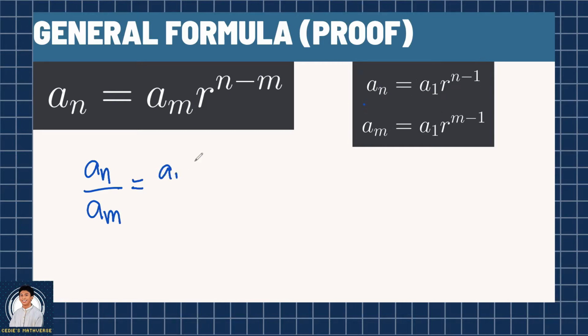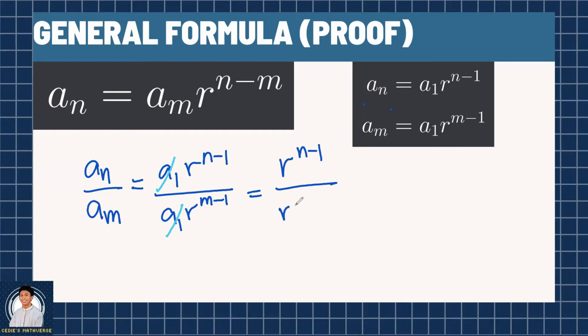So, we have a sub 1 times r raised to quantity n minus 1 for the numerator. And then, for the denominator, a sub 1 times r raised to m minus 1. This cancels out the two a sub 1s. So, all that remains is r raised to quantity n minus 1 over r raised to quantity m minus 1. Then, we use the laws of exponents to simplify this.